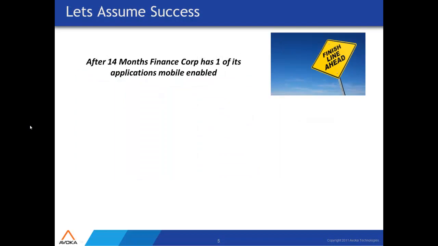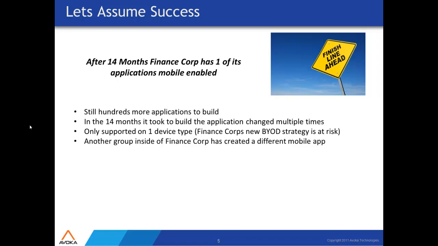So let's just assume success for Finance Corp. Let's assume that they met their goals, and after 14 months, Finance Corp has one of its applications fully mobile enabled, right? So, success is achieved. But in fact, there's still hundreds of more applications that need to be built. In the 14 months that it took to build the application, the actual data collection needs changed multiple times.